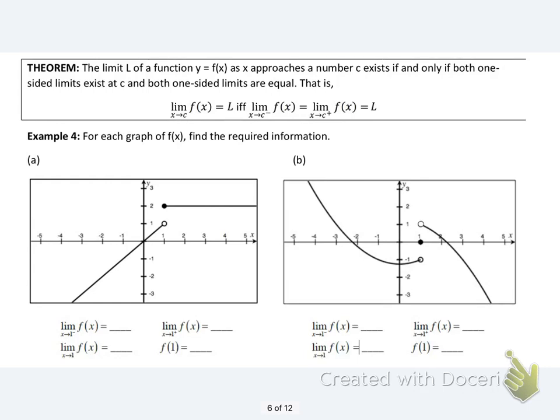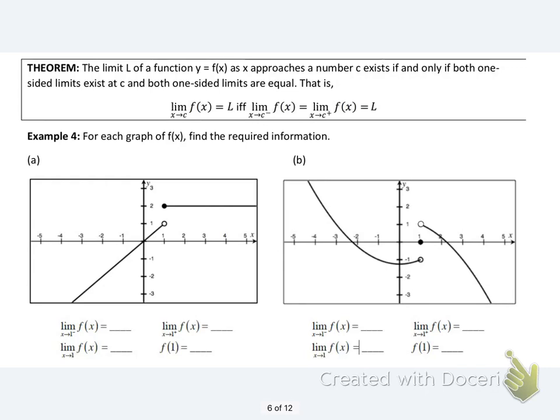So that's what we've been doing with the tables. So now let's actually look at graphs. We need to find the required information for all of these graphs. So let's look at example A. We're approaching 1 according to these instructions beneath the graph.